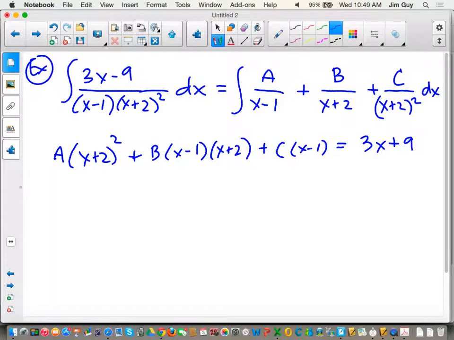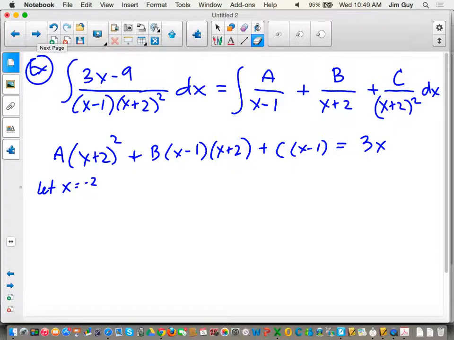So now we have 3 values to find. So we take the values and make it easy. Let's just start out with x equals negative 2. Is it 3x minus 9? Yeah, it is. Sorry. Thank you. You caught that. That would have caused problems.